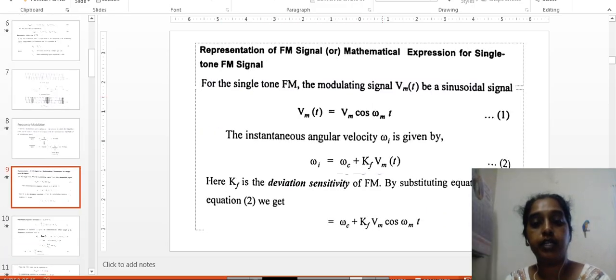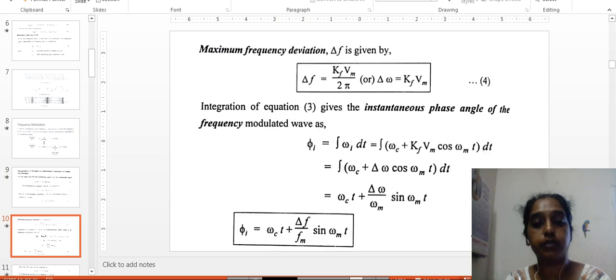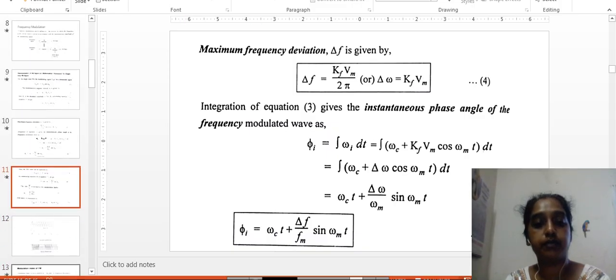In FM modulation, the modulating signal is represented by Vm of t as Vm cos omega mt, and the instantaneous frequency omega i is given by omega c plus kf into Vm of t, where kf is the deviation sensitivity of frequency modulation. So del f is given by kf into Vm by 2 pi. And this is the value of the instantaneous phase of the frequency modulated wave.